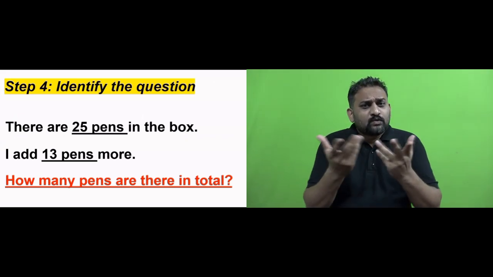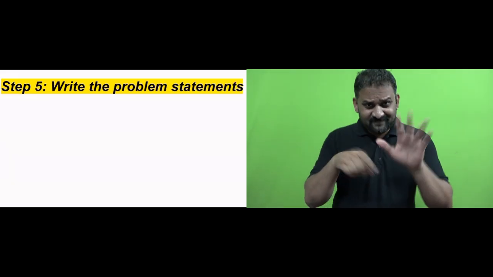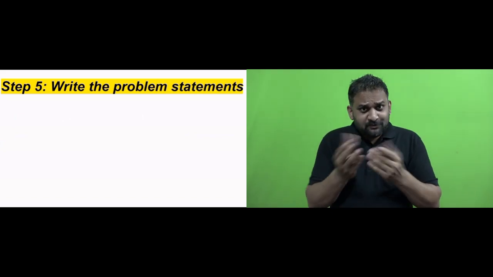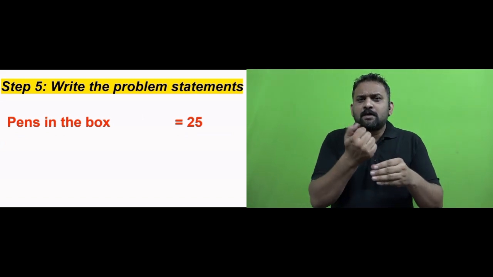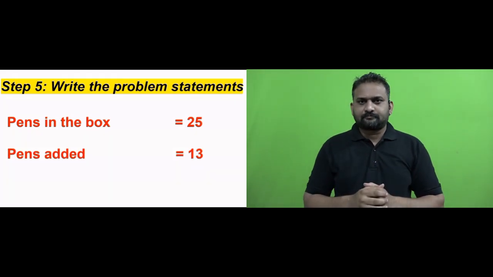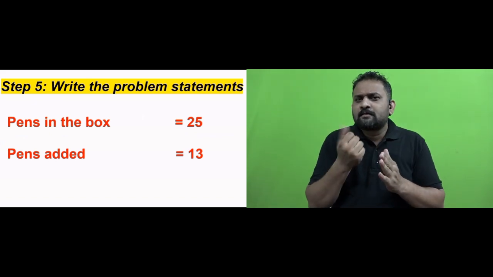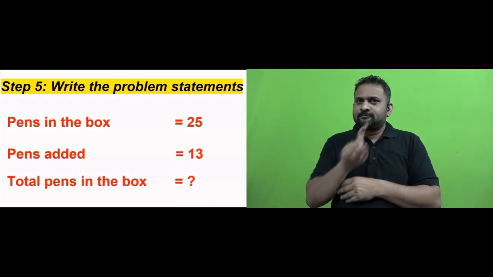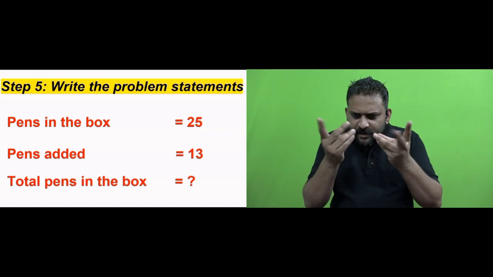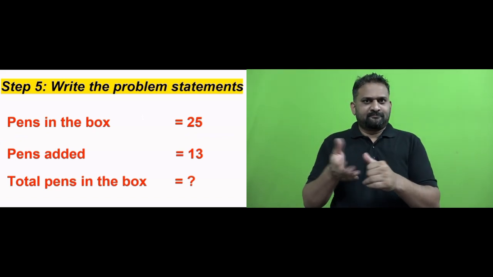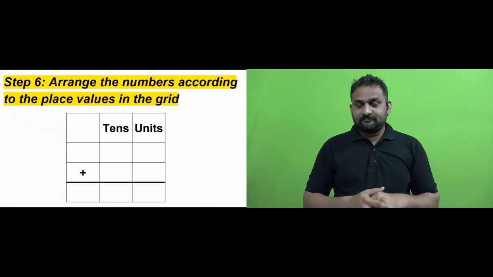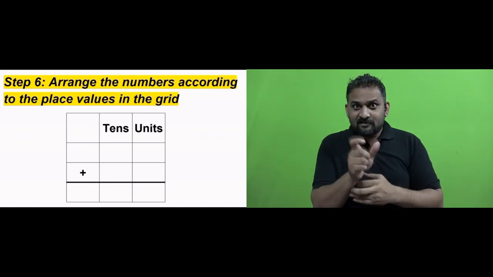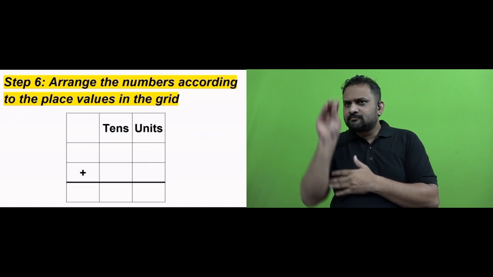What do you think is the next step? Yes, step 5. Write the problem statements. So let's do that. Pens in the box equals 25. Pens added equals 13. Total pens in the box. Yes, and we put a question mark there because we need to solve the sum to find the answer. That completes step 5. What's step 6? Arrange the numbers according to the place values in the grid.